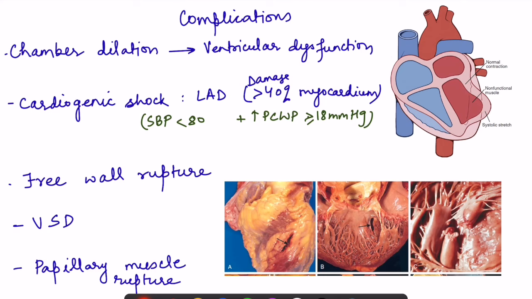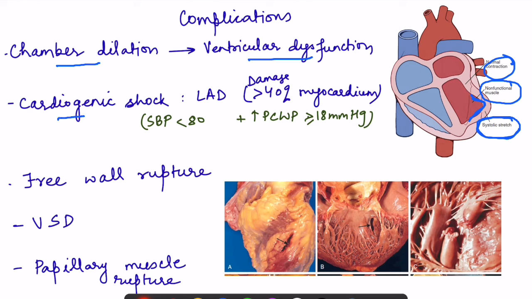So first complication is chamber dilation, and that will lead to ventricular dysfunction. Chamber dilation occurs due to weakened muscle. So there is disproportionate stretching and thinning of the muscle. Here this diagram is showing a phenomenon known as systolic stretch. So what is happening is that this is the non-functional muscle, and because of it, normal muscle undergoes contraction. But when normal muscle is contracting, there is an outward stretch of the non-functional muscle. So this prevents the development of pressure within the heart. So even if the normal muscle is functioning more, still it is not able to develop the pressure in the heart because of the outward systolic stretch of the non-functional muscle.